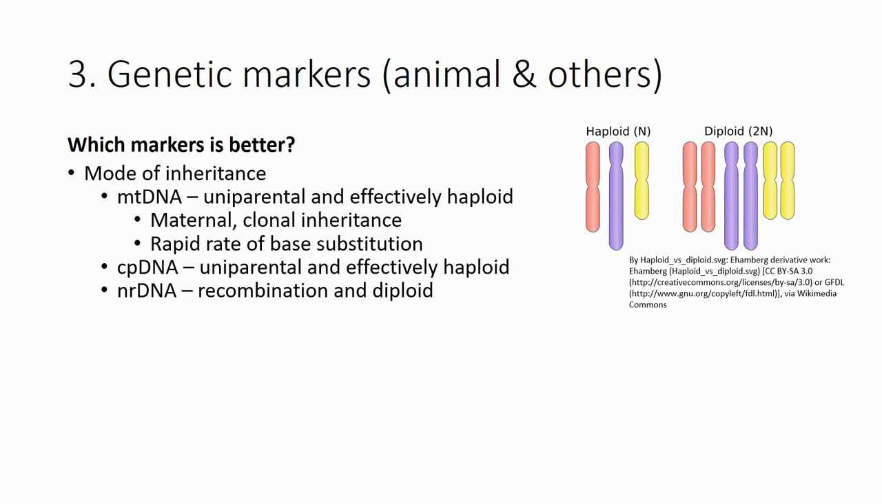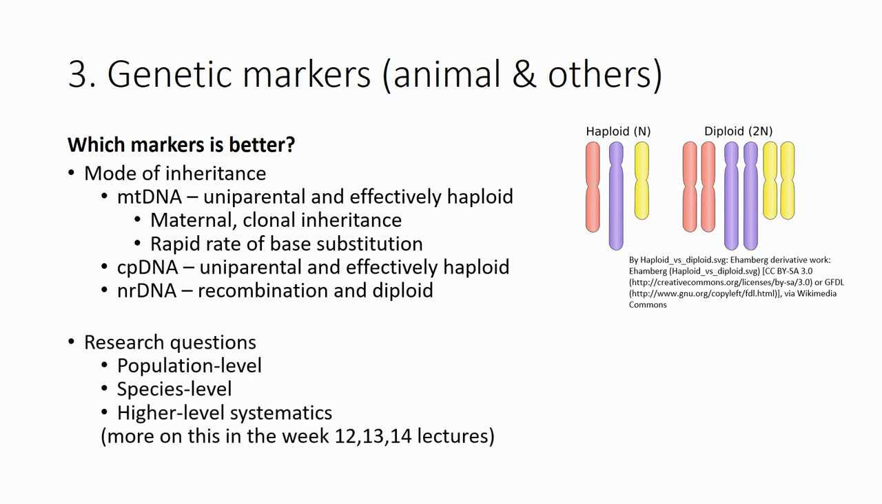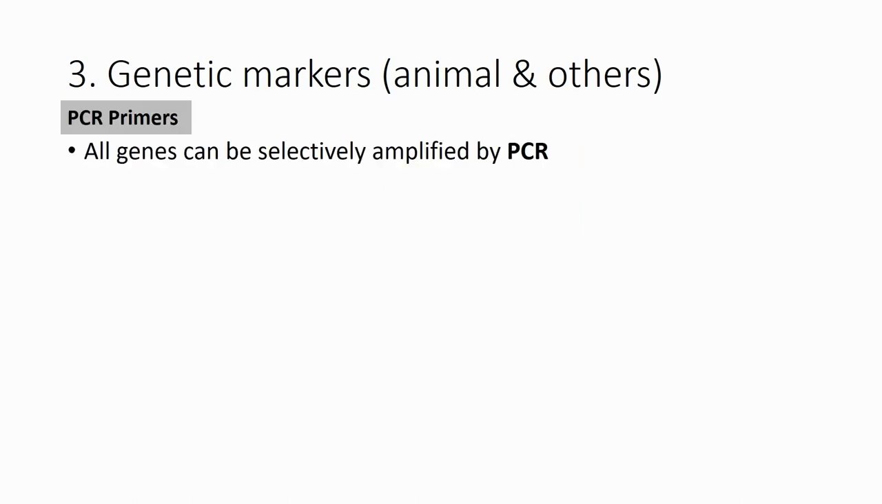For chloroplast DNA, it's also uniparental. For nuclear DNA, it's recombinant and diploid. So for your nuclear DNA, your source of variation is from your parents, from both mother and father. Which one you want to use depends on the research question and which level you want to study: the population level, species level, or even higher level. We'll discuss this more in the next few lectures when we study a few case examples.